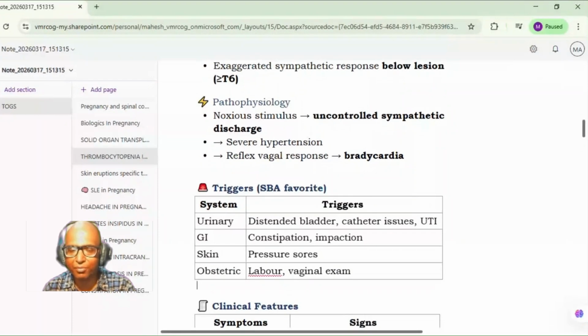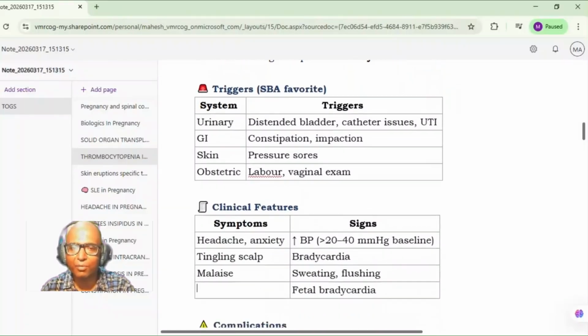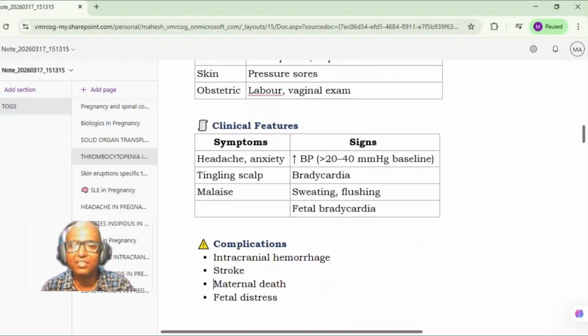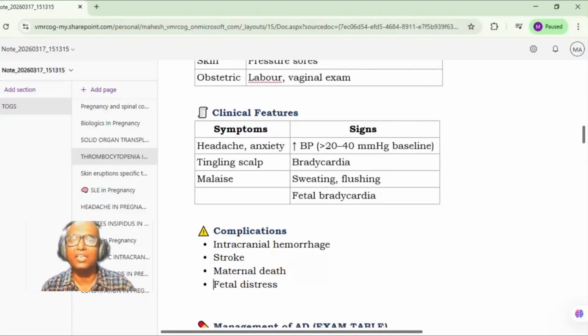So what are the triggers? There may be triggers from the urinary system such as a distended bladder, catheter issues, urinary tract infection. From the GIT, there may be constipation, impaction that can be a trigger for this autonomic dysreflexia. Pressure sores can be a source for autonomic dysreflexia, and obstetric factors like labor, vaginal examination, etc., can trigger the AD.